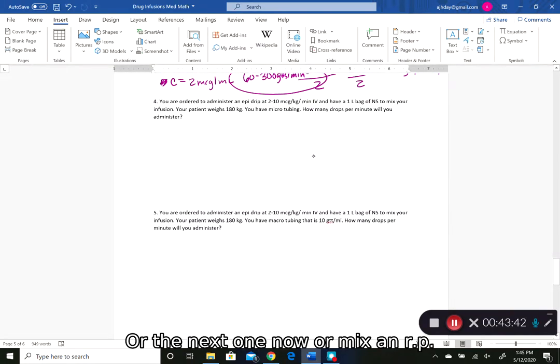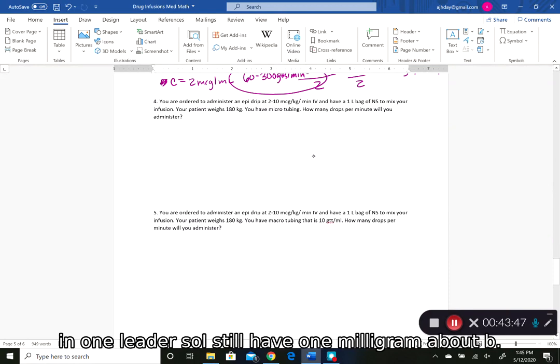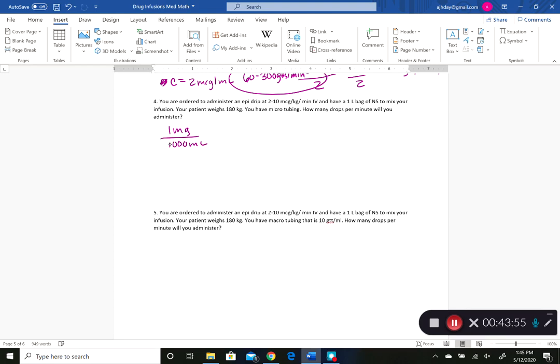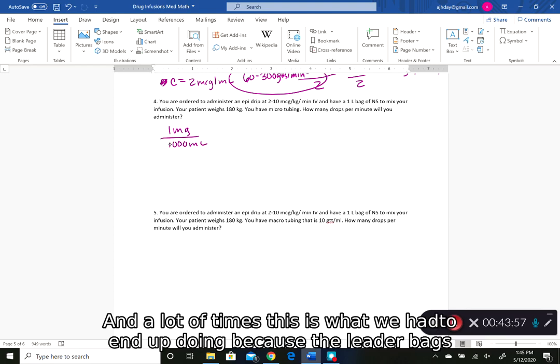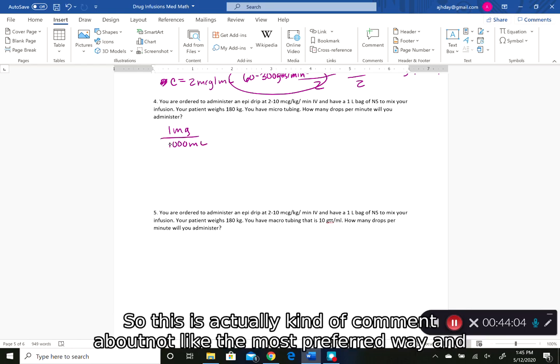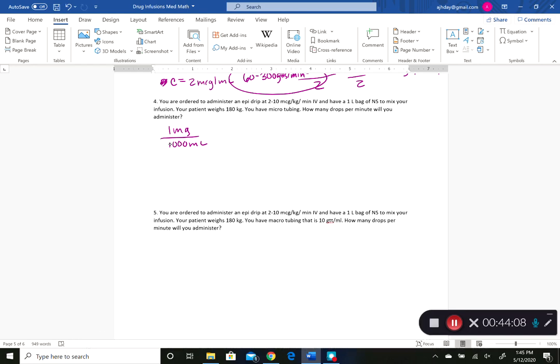All right, next one. Now we're mixing our epi in 1 liter. So still have 1 milligram of epi. This time I'm just putting it in a 1 liter bag, which is 1,000 mLs. And a lot of times this is what we end up doing because the liter bags are the most common that we have. So this is actually kind of common, although it's not the most preferred way, and you'll see why when we get our drops per minute.